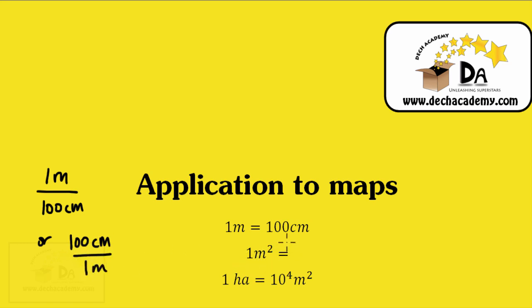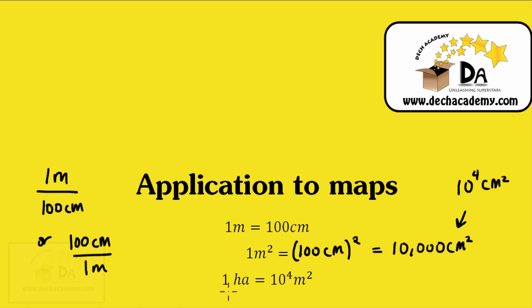A meter squared is therefore 100 centimeters squared, which is 10,000 centimeters squared, or you can write this as 10 to the 4 centimeters squared.